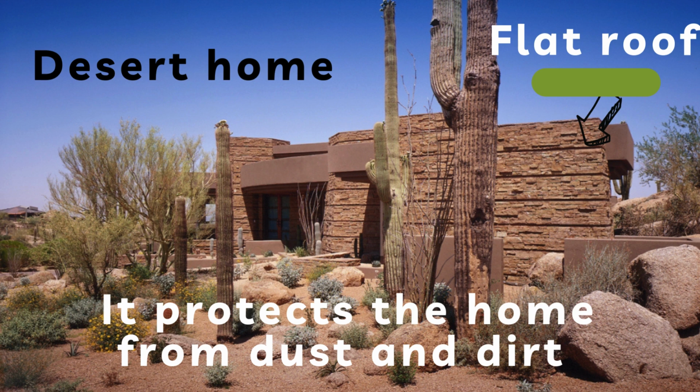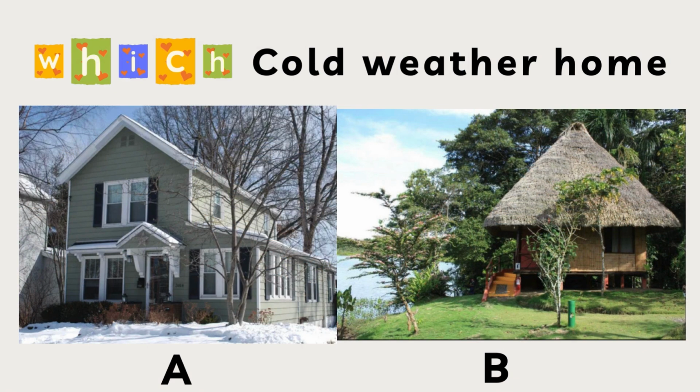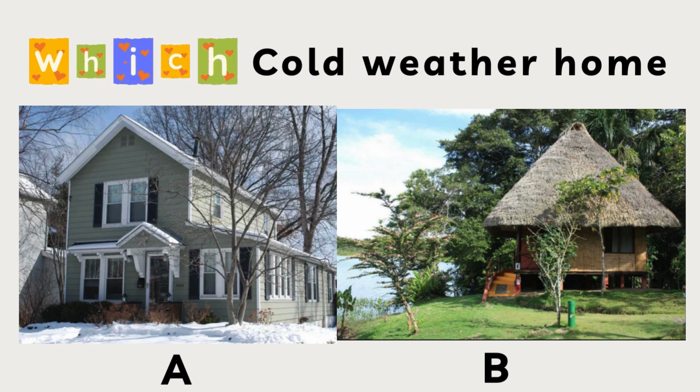To protect the home from dust and dirt. You know that the desert is a place that is covered with sand, okay, and there are winds all the time and sandstorms, okay. So here the suitable material that we can use for the roof is strong stones, okay, and the roof is flat. So a flat roof and using strong stones are suitable for the homes that are found in the desert. And why? Because this is very important, because it protects the home from dust and dirt.